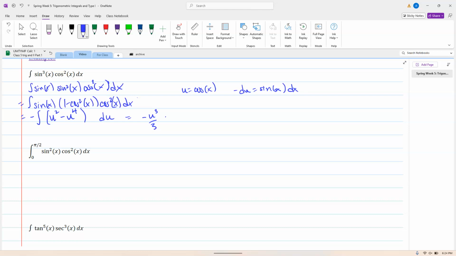and then plus u to the 5th over 5 plus c, and then again, since I began in x, I need to end in x, so negative cosine to the 3rd x over 3 plus cosine to the 5th x over 5 plus c. Okay? Easy peasy, right? We've actually seen this, and we kind of had to play around with this when we did u sub stuff. Moving on to the next one. So sine squared times cosine squared dx. So this one, a couple different ways to look at it.